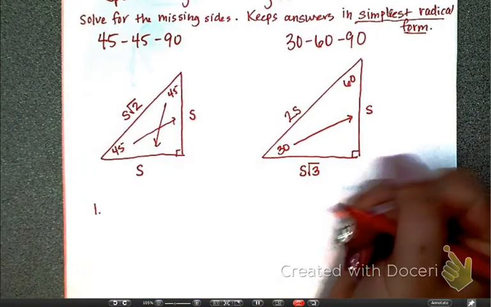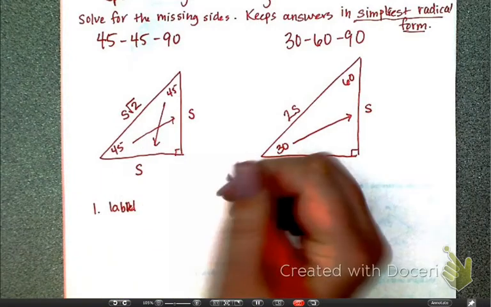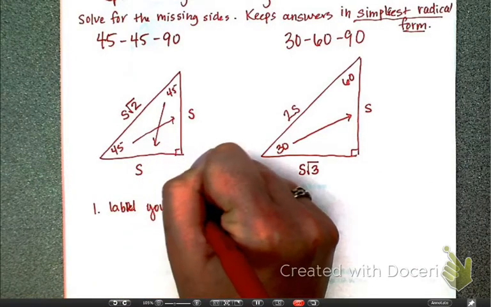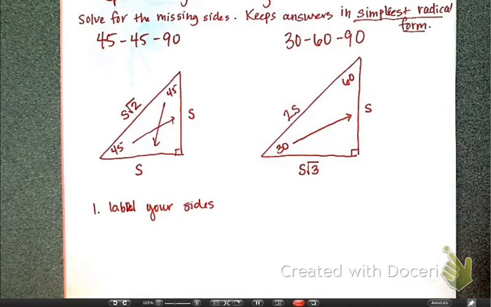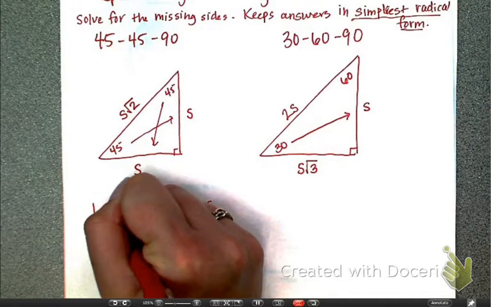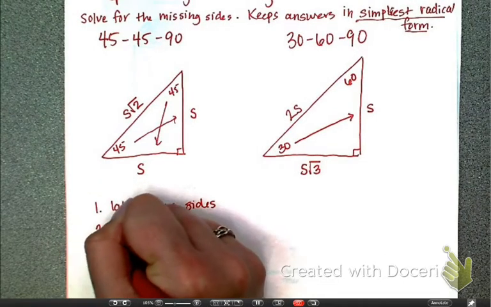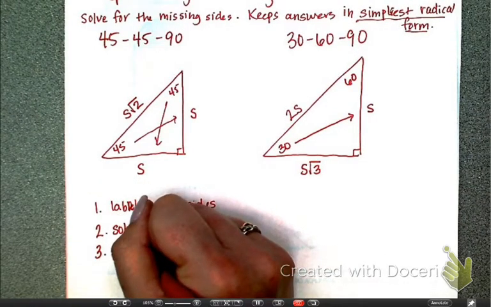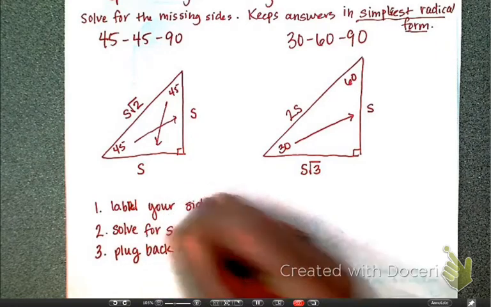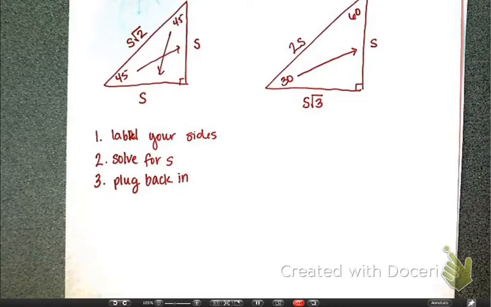So step one always is going to be to label your sides. That looks like an R, it's an E, I promise. Step two is going to be to solve for S. And step three is plug everything in. So plug back in. We're going to do one example of a 30, 60, 90 and one example of a 45, 45, 90, so that you have that information.